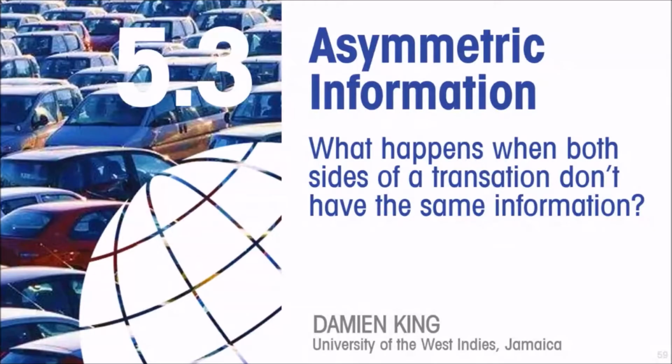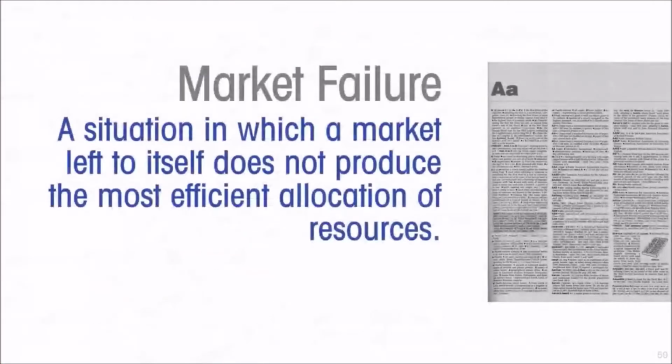Asymmetric information. What happens when both sides of a market transaction don't have the same information? It creates a market failure. A market failure is a situation in which a market left to itself does not produce the most efficient allocation of resources.